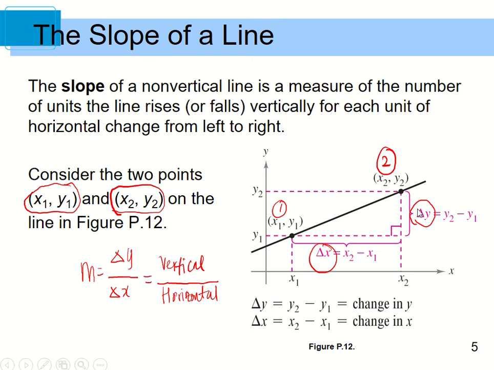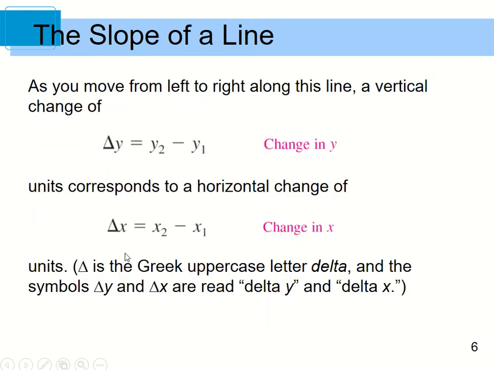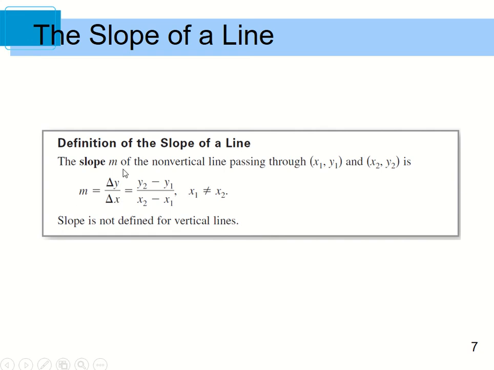Now, how to find the difference of y? We can use y2 minus y1. And how to get the difference of x? We can take x2 minus x1. So we have the changes in x, and from here we can find the slope. The triangle here we read as delta. So this is delta y and this is delta x. The slope can be obtained by delta y divided by delta x, which shows us the vertical changes divided by the horizontal changes.